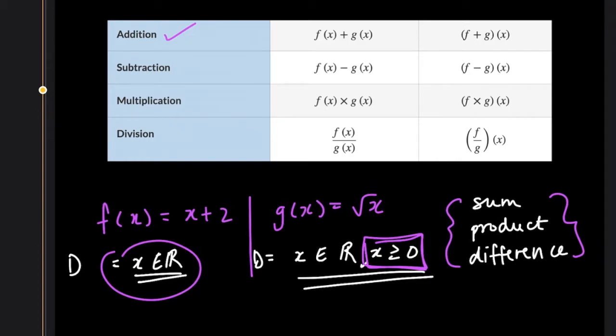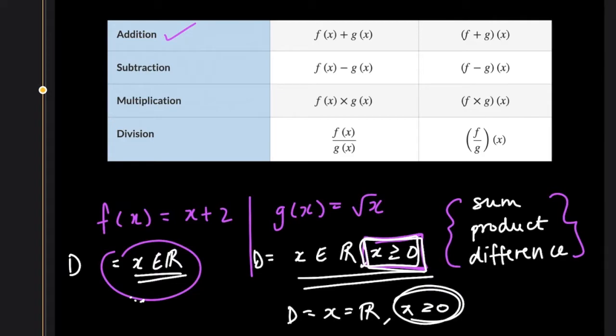So the combined domain for this would then become x is all real numbers, but x has to be greater than or equal to 0, because this still applies to f of x, because f of x is all real numbers, so obviously it includes numbers that are 0 and greater. But g can only include numbers that are 0 and above. So the common factor between the two domains is x has to be greater than or equal to 0. So this is for sum, product, and difference.